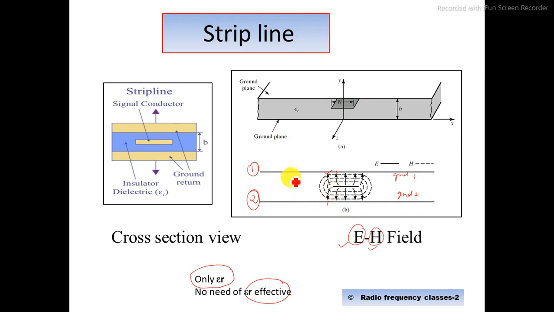Only the dielectric material we have inside here, which has epsilon r dielectric constant, is responsible while designing, and it is responsible for controlling the phase velocity of the signal, the propagation constant and other parameters. I'll discuss in detail in the upcoming slides. So what we can infer is that there is no need to find epsilon r effective. By using only epsilon r we can design the parameters. That is the case of the strip line.